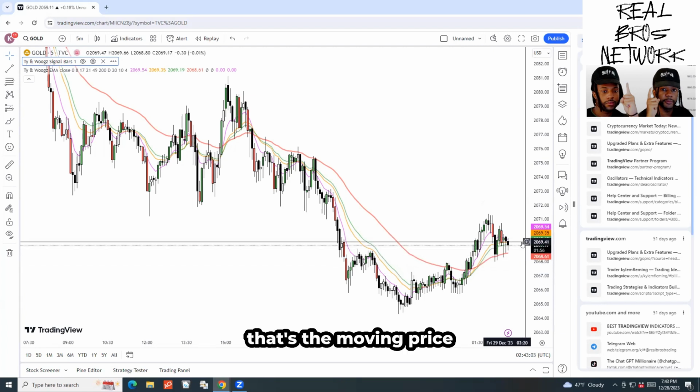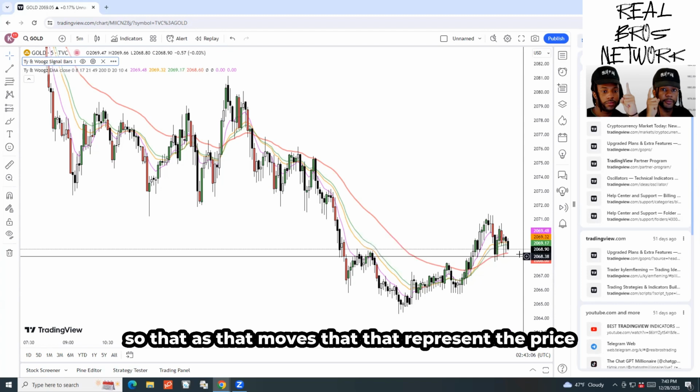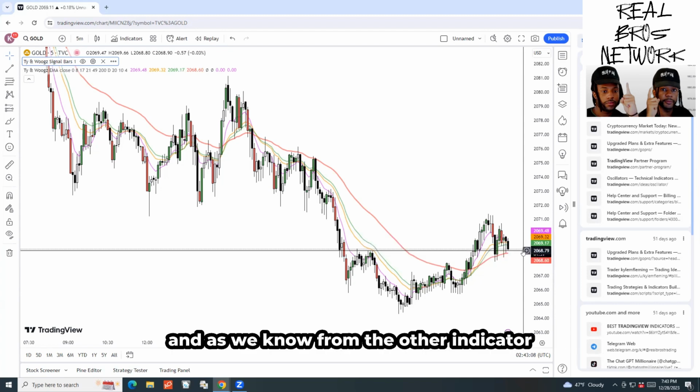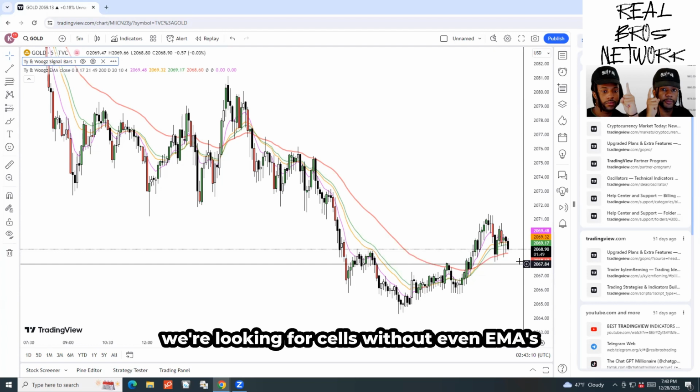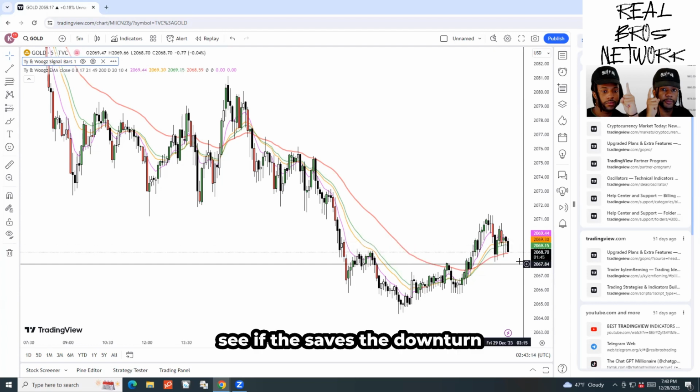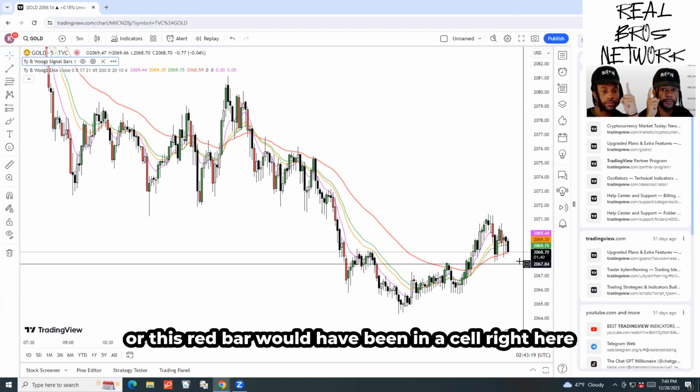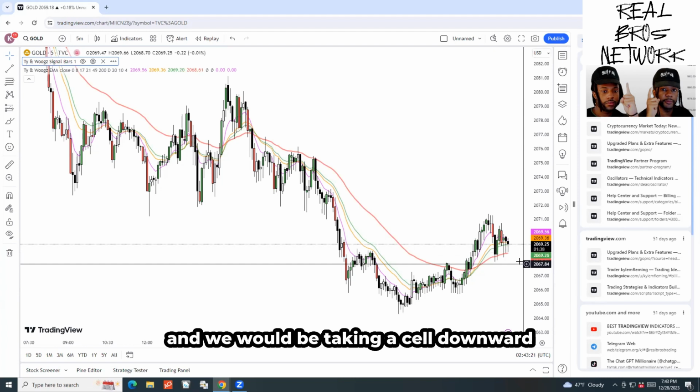2069.12. That's the moving price. As that moves, that represents the price. And as we know from the other indicator, we were looking for sells without even the EMAs. We were like, okay, safe to say it's a downtrend. We would have taken a sell at that red bar or this red bar, we would have been in a sell right here, and we would be taking a sell downward.